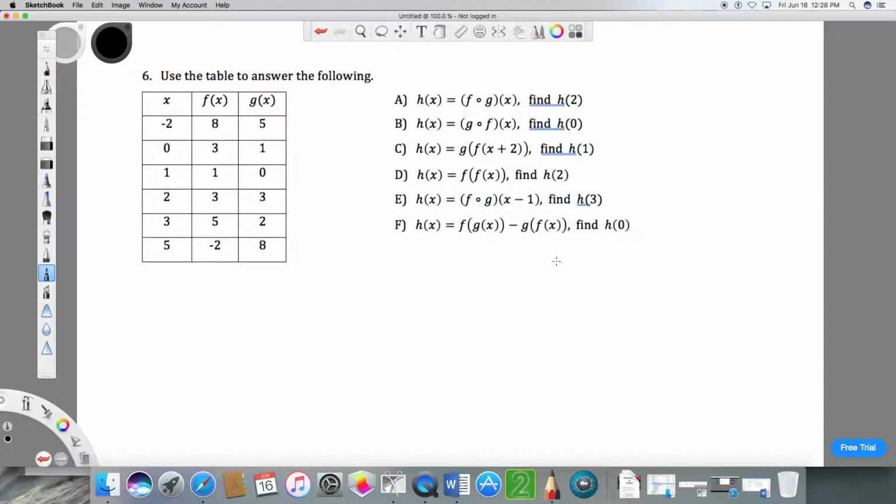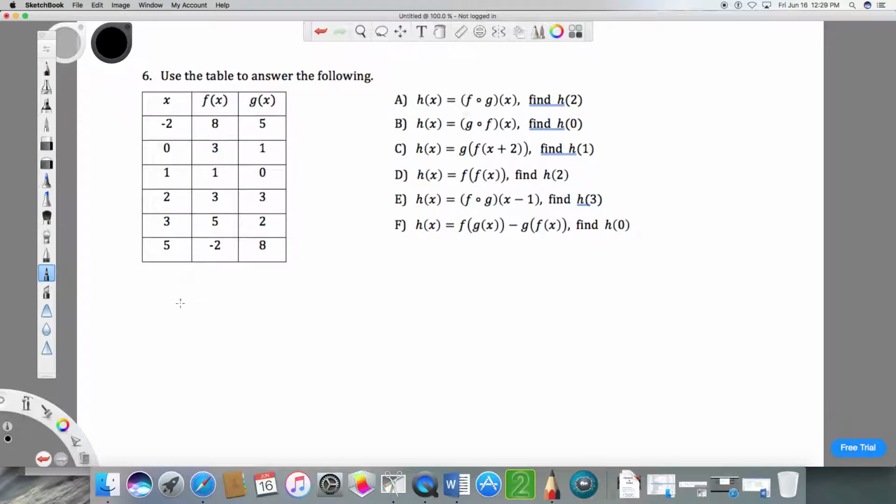Here we have a table, and this table describes input and output for two functions, f and g. And it's a discrete table. It doesn't give us the input of decimal numbers or irrational numbers, and only a few negative numbers. So we're going to solve these by substitution. We don't have a formula to substitute in the input, but we do have a table where we can read off the output given the input. So let's jump in and take a look at A.